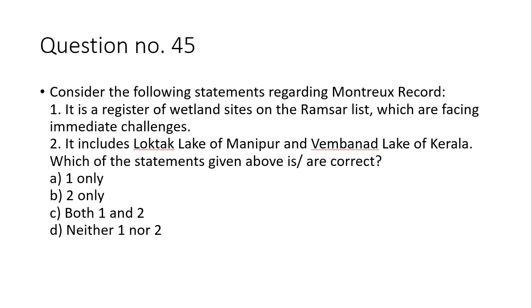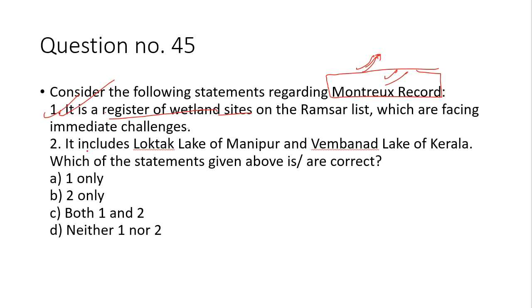Next, question number 45. Question number 45 is again on the Ramsar Convention. See, in the Ramsar Convention, there is a provision for the Montreux Record. The wetlands which are threatened with loss of species are mentioned under the Montreux Record. So it is a register of wetland sites on the Ramsar list which are facing immediate challenges, right? So this statement is correct.